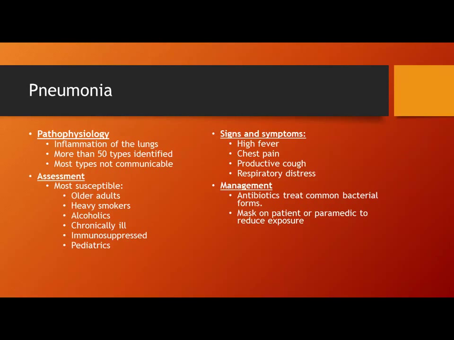Pneumonia. Here's the deal with pneumonia, though. Pneumonia is simply inflammation of the lungs, which oftentimes turns into infection. There's more than 50 types of pneumonia identified. Regardless, if we have one type of pneumonia or another, we're still going to have the same signs and symptoms, right? It's not necessarily our job in the field to determine is this a gram-positive or gram-negative infection. That's for the doctor at the hospital to decide. So we're still going to treat them symptomatically.